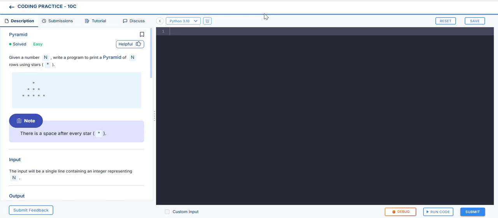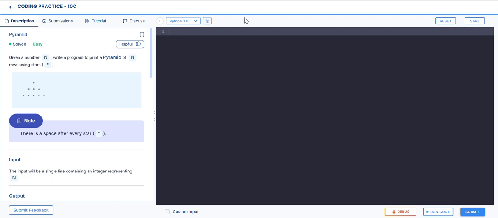In my last video I solved a pattern problem about how to print a rectangle using a for loop in Python, and today I'm going to solve two more problems on patterns. Pattern problems are important for understanding for loops and while loops. That's why I am going to start with new problems.